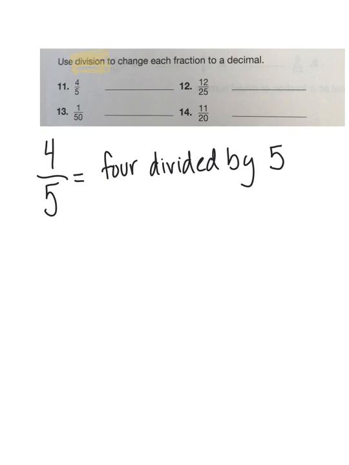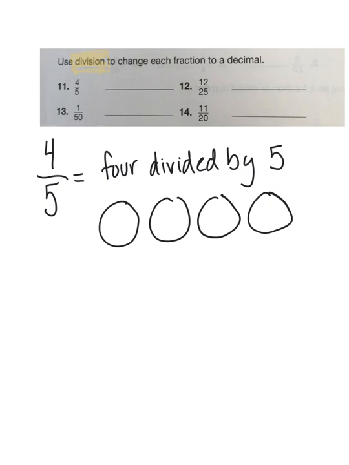Make an estimate. Do you think that our answer is going to be more than 1 whole or less than 1 whole? If we have 4 pizzas and we want to share them with 5 friends, will each of our 5 friends get their own whole pizza? No, they're each going to get less than 1 whole. So we can estimate that our answer will be less than 1 whole. And that makes sense because we're being told to convert this fraction to a decimal.